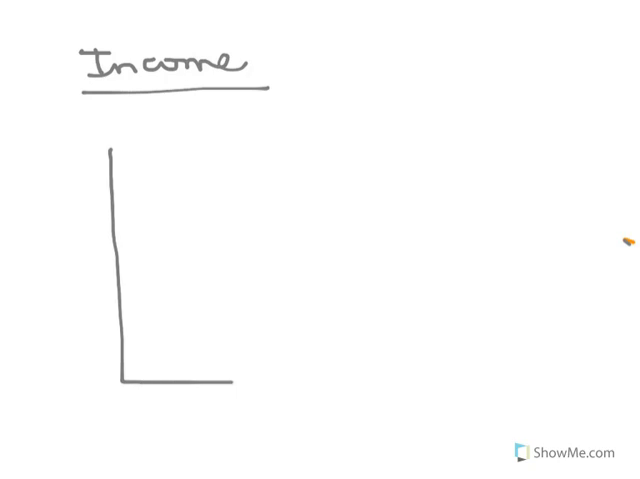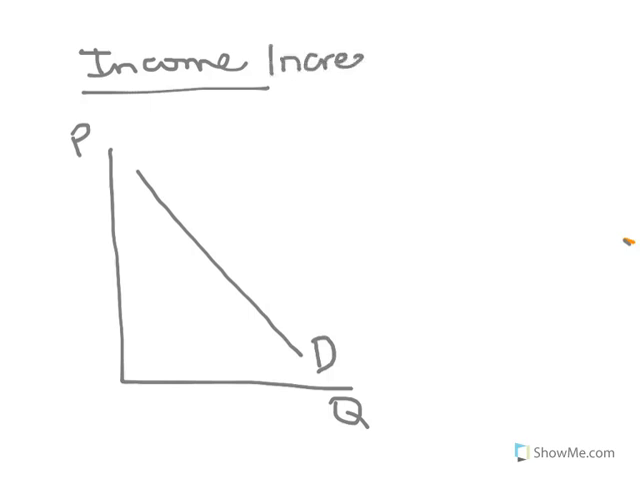So let's look at the determinant of demand for income first. So we construct our demand curve for a good. We have price on this axis, quantity on this axis, and of course our demand curve is downward sloping. Now let's say that we have a change in income. Let's say that our income increases. Well, if our income increases, that's probably going to alter demand for goods. However, how it alters our demand depends on what type of good we're talking about.